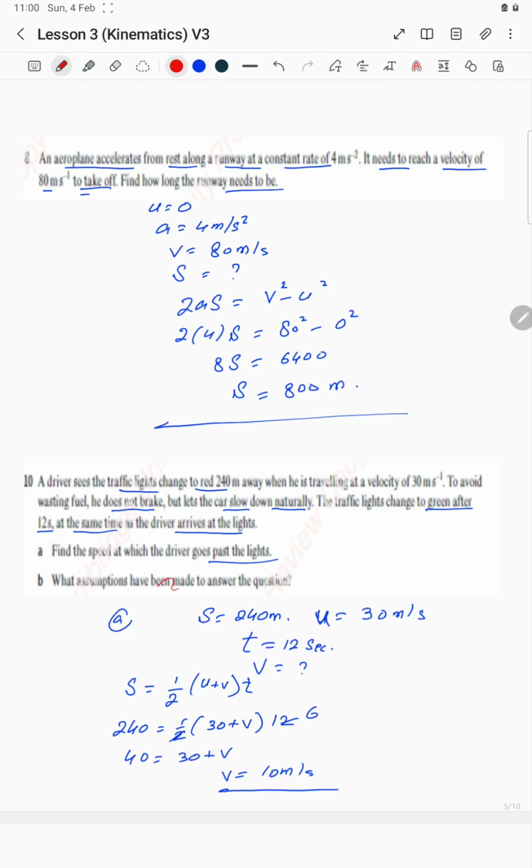Now what assumption has been made to answer the question? Now you have to write any assumption, because when it reaches the light without wasting fuel, you can say that the car is traveling with constant deceleration, because it slows down. So this is the assumption. If you have any others, you can write them after going through the notes.